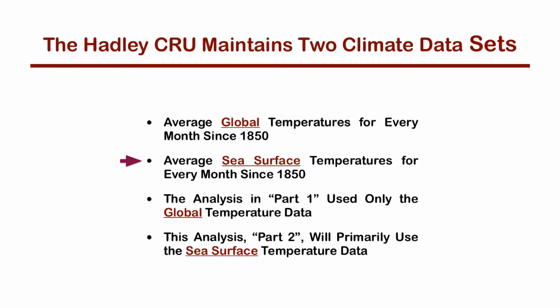Now, the sea surface temperature is measured by actual ocean-going ships and by floating buoys in the ocean. And then the global temperature is found by adding, in some mysterious way, that sea surface temperature data with the land-based thermometer measurements from weather stations all around the world. The analysis in Part 1 used only the global temperature data. This analysis in Part 2 will primarily use the sea surface temperature data.